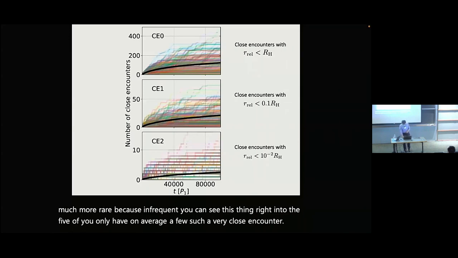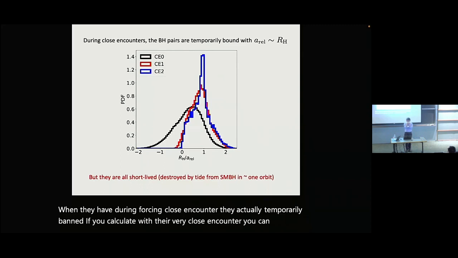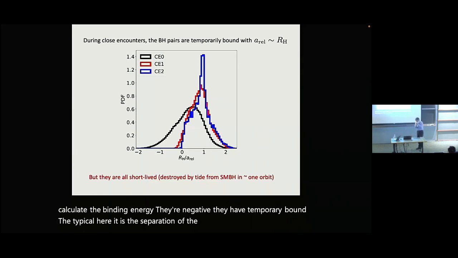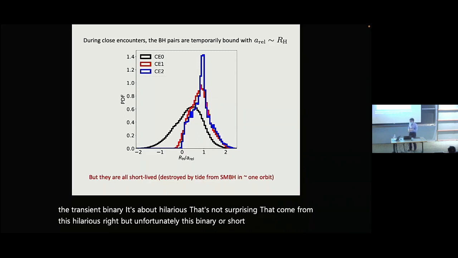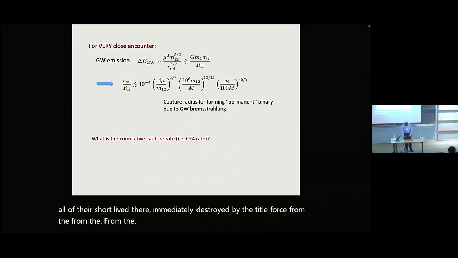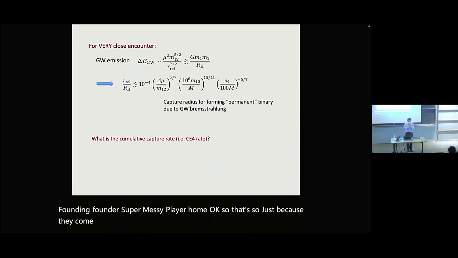And during these close encounters, they are actually temporarily bound. If you calculate the binding energy for a very close encounter, it is negative. They are temporarily bound. The typical semi-major axis of the transient binary is about the Hill radius. That's not surprising, since they come from this Hill radius, right? But unfortunately, these binaries are almost all short-lived. They immediately get destroyed by the tidal force from the supermassive black hole.